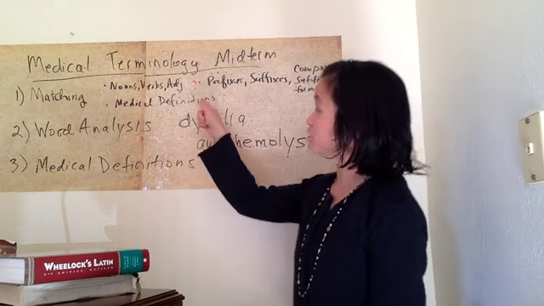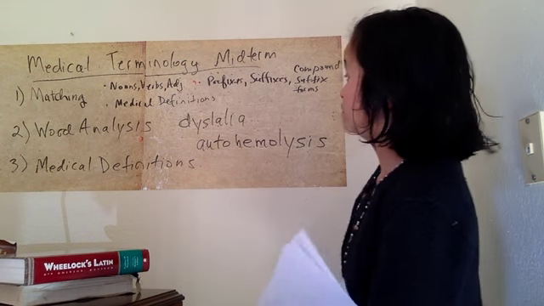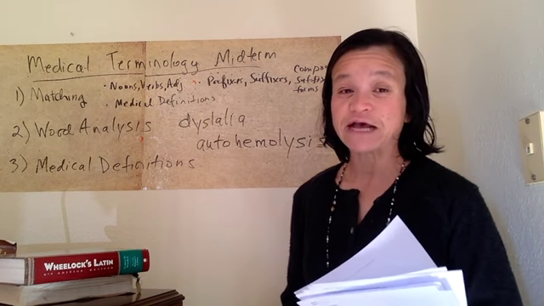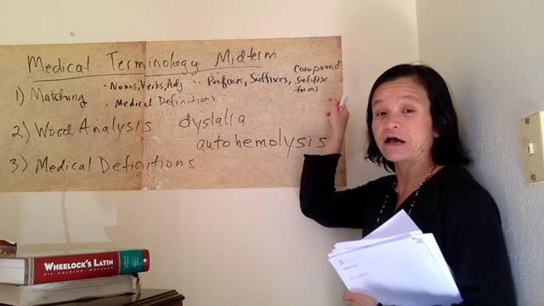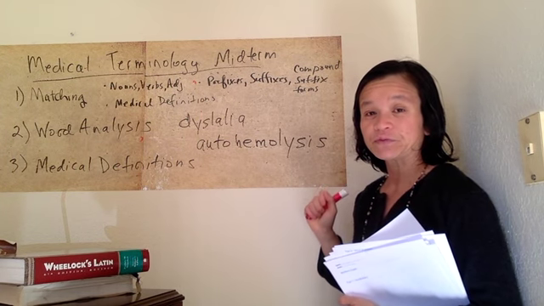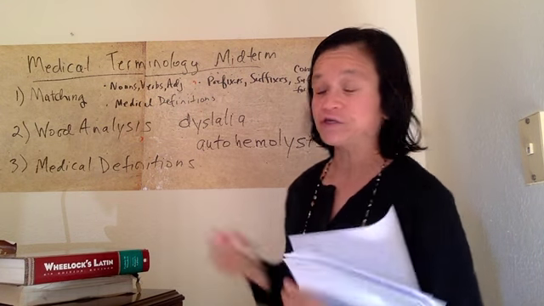There will be 3 parts to the midterm. They will be matching. There'll be 3 sections of matching. 1 section with nouns, verbs, and adjectives. 1 section with prefixes, suffixes, and compound suffix forms. And 1 section with medical definitions.